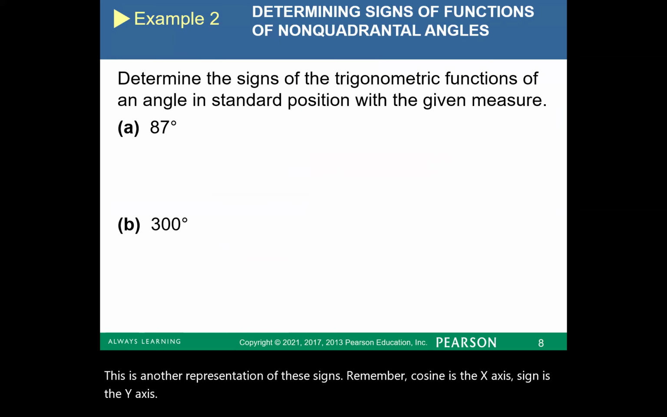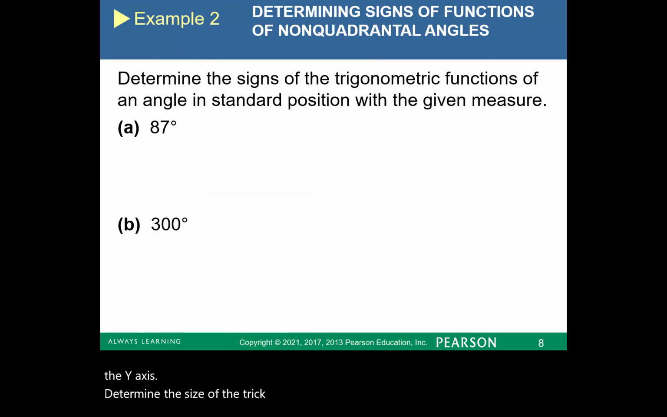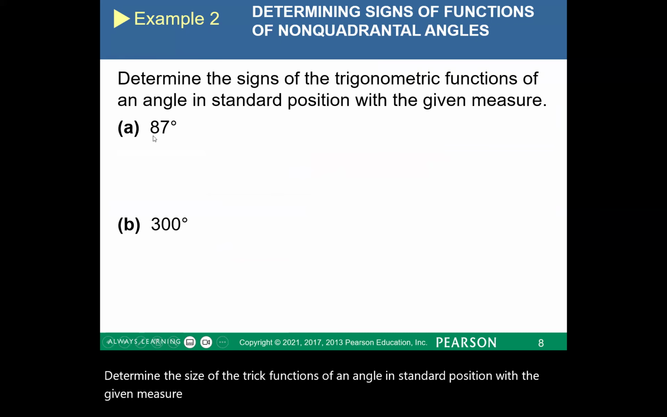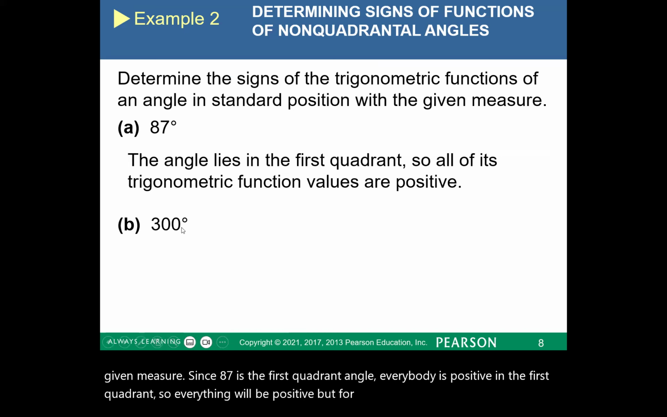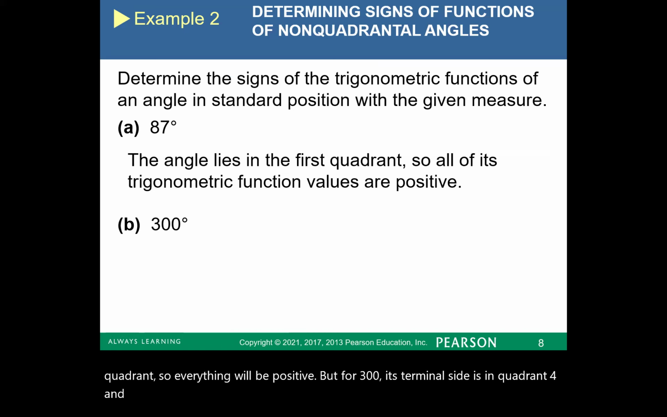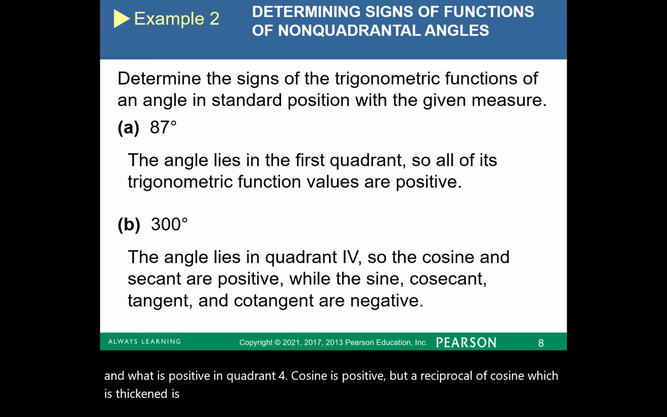Determine the signs of the trig functions of an angle in standard position with a given measure. Since 87 is a first quadrant angle, everything is positive in the first quadrant, so everything will be positive. But for 300, its terminal side is in quadrant 4. And what is positive in quadrant 4? Cosine is positive, and the reciprocal of cosine, which is secant, is positive, and the rest of the functions will be negative.